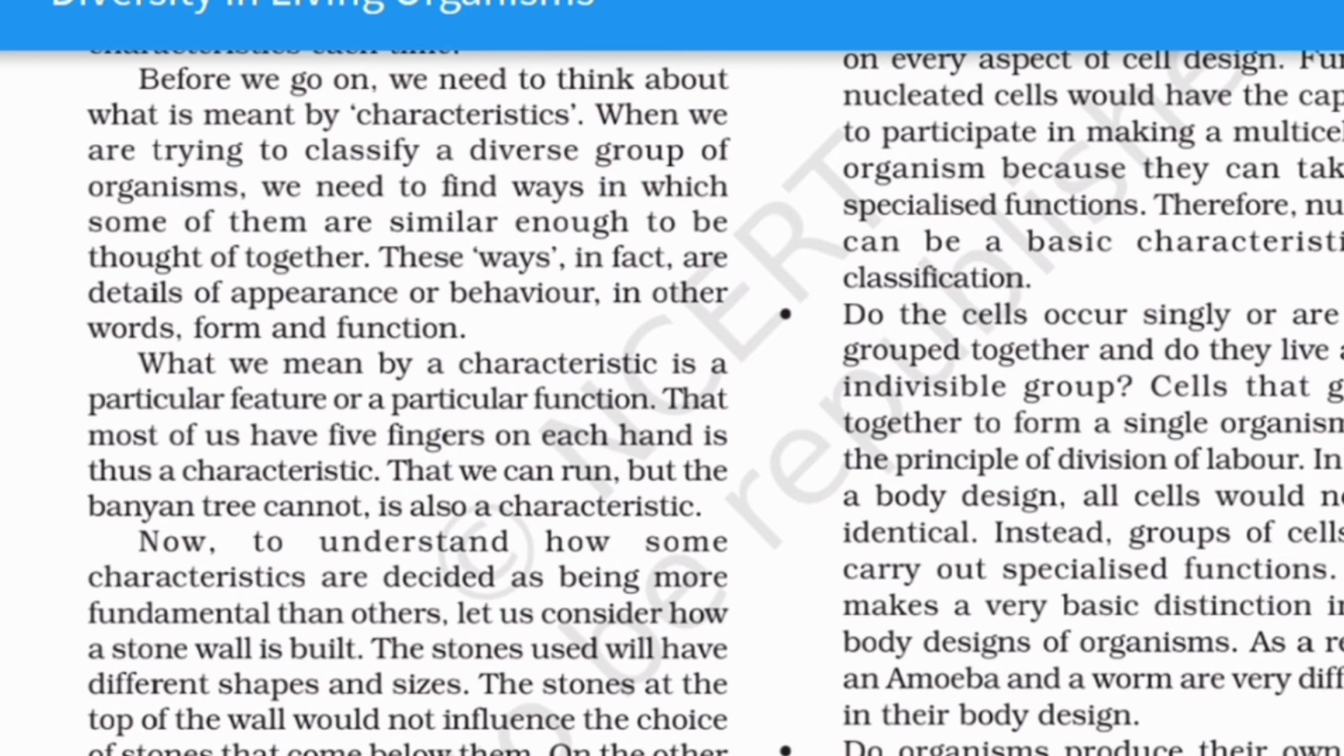What we mean by characteristic is a particular feature or a particular function. That most of us have 5 fingers on each hand is thus a characteristic. That we can run but the banyan tree cannot is also a characteristic.